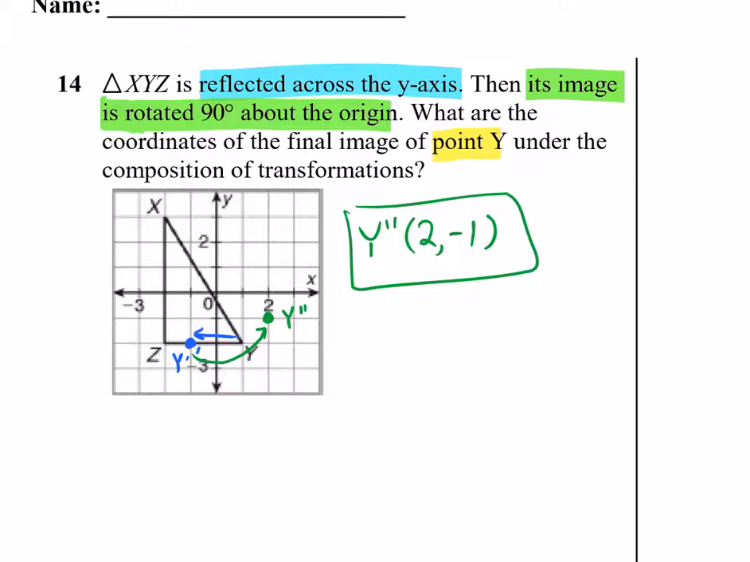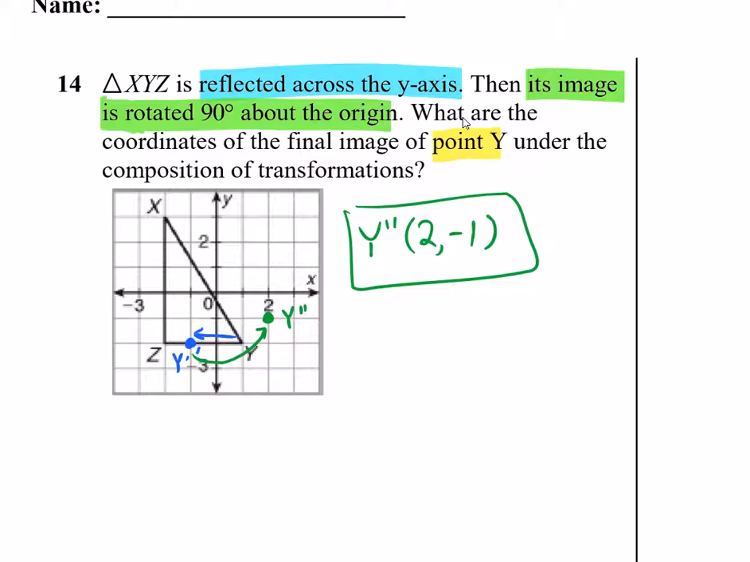And now we're to the last problem. It says triangle XYZ is reflected across the y-axis, then its image is rotated 90 degrees about the origin. What are the coordinates of the final image of point Y under the composition of transformations? Alright, so the first thing I noticed whenever I was looking at this is that we're only worried about point Y. So X and Z don't really matter. We don't have to worry about doing those parts of the triangle. We're only focused on Y.